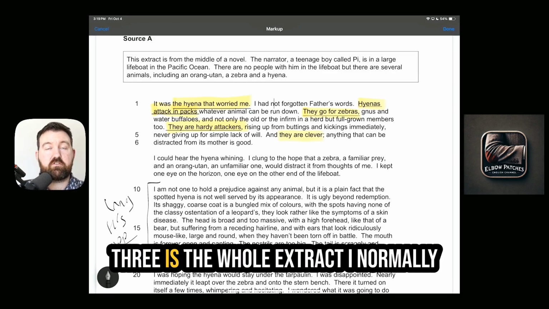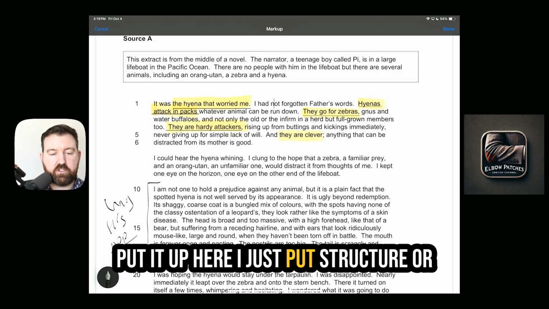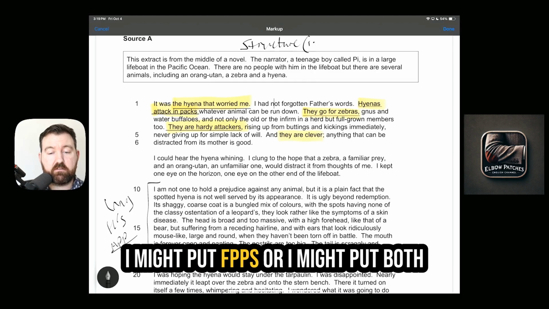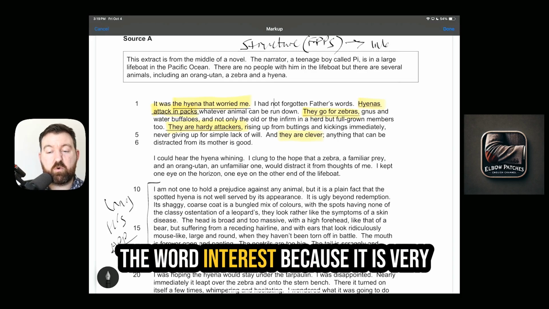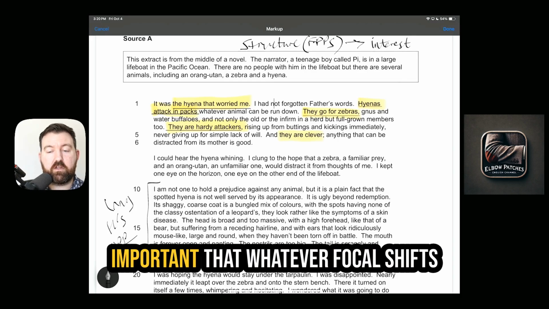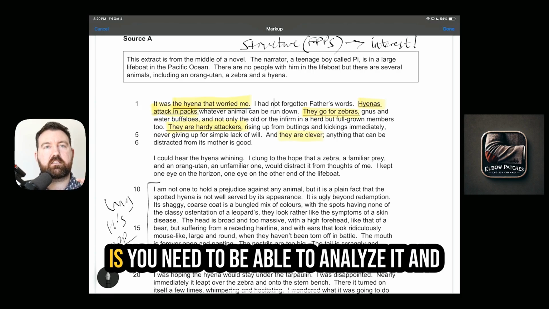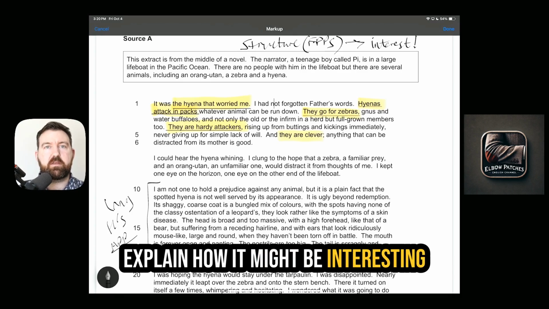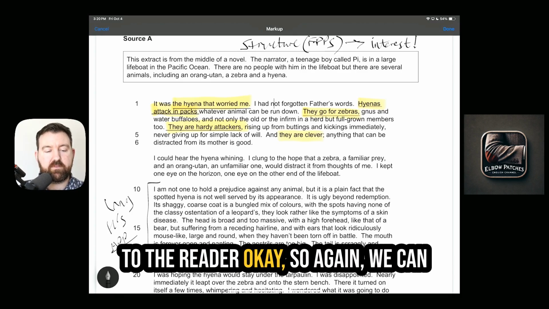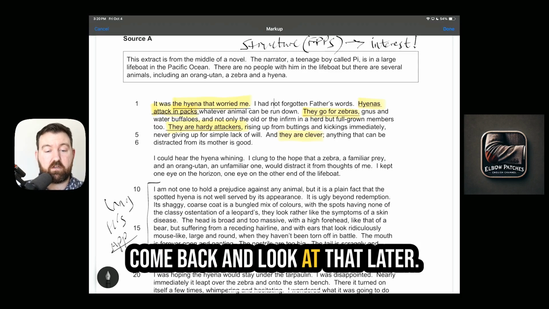Because question 3 is the whole extract, I normally put it up here. I just put structure, or I might put FPPS, or I might put both. And I would then just maybe write the word interest, because it is very important that whatever focal shifts or points, punctuation, pace, sentence forms, any structure that you notice, you need to be able to analyze it and explain how it might be interesting to the reader. Okay. So again, we can come back and look at that later.